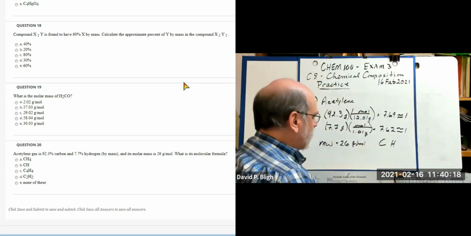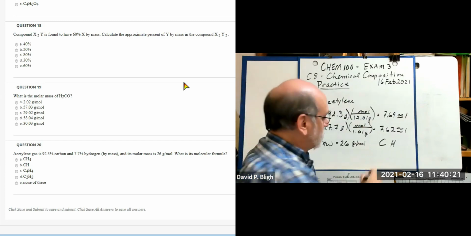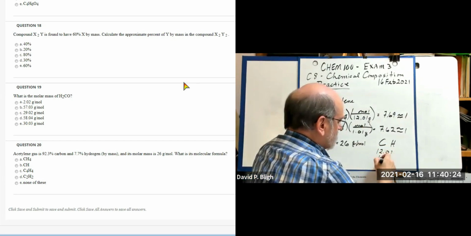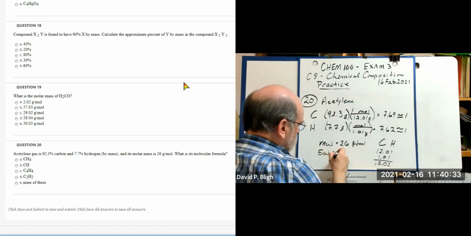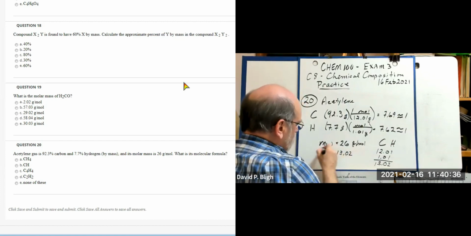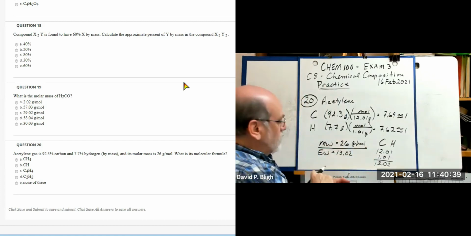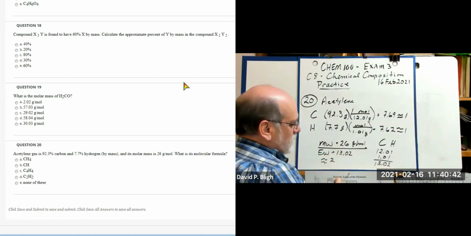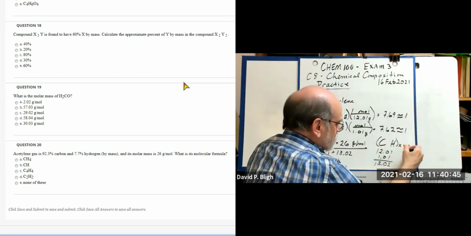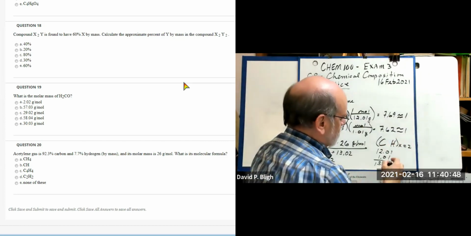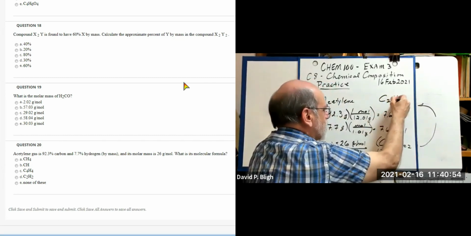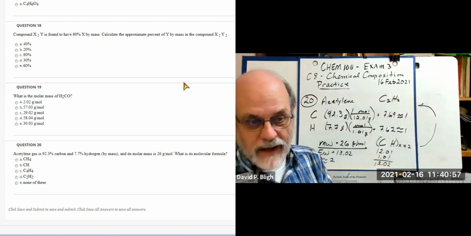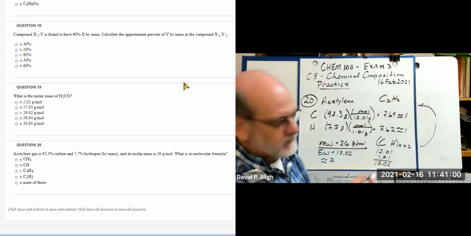So what is the empirical weight of this one? Well, if we add carbon to hydrogen, we get 13.02. So the empirical weight is equal to 13.02, divided into the molecular weight, and you get approximately 2. So our X is equal to 2. And that means our formula is C2H2. Okay? D. D is the answer.